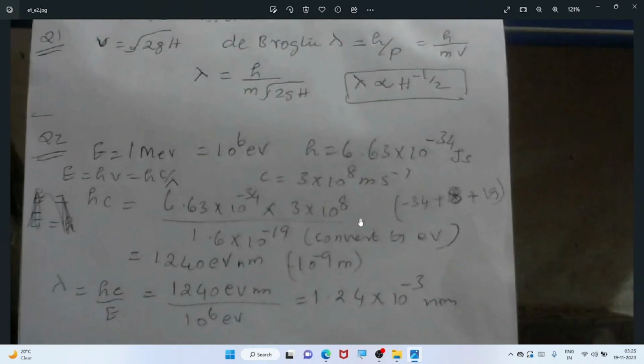You add the powers from here, so minus 34 plus 8. After that you will get hc by lambda. E equal to hc by lambda, so lambda equals this. This is the wavelength.